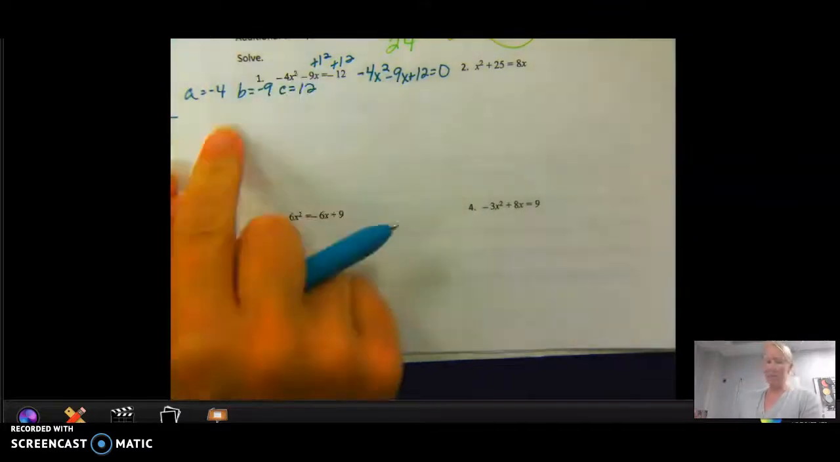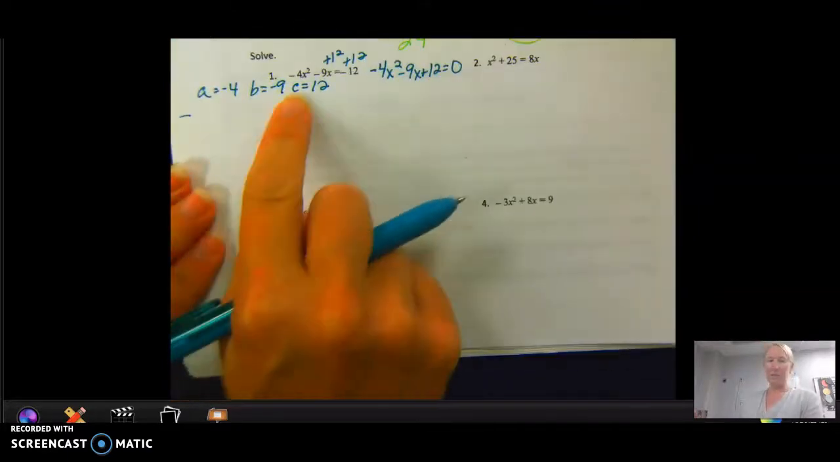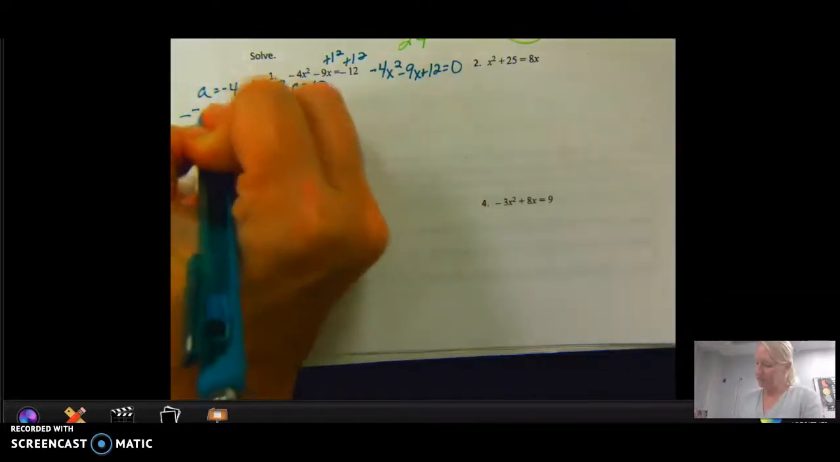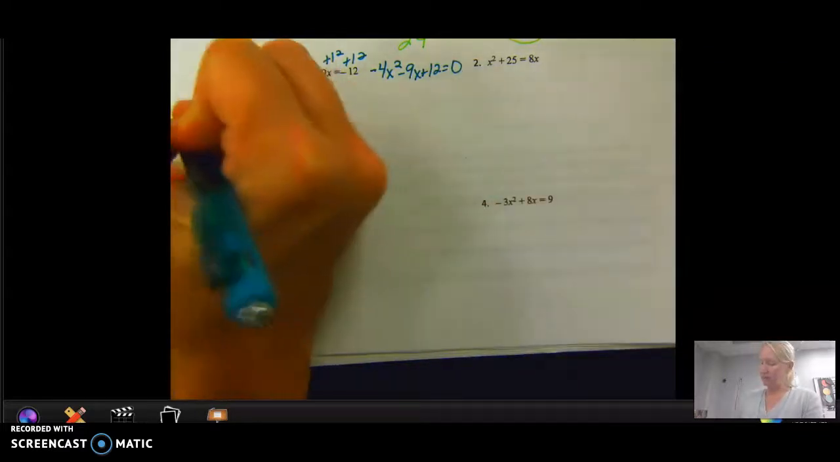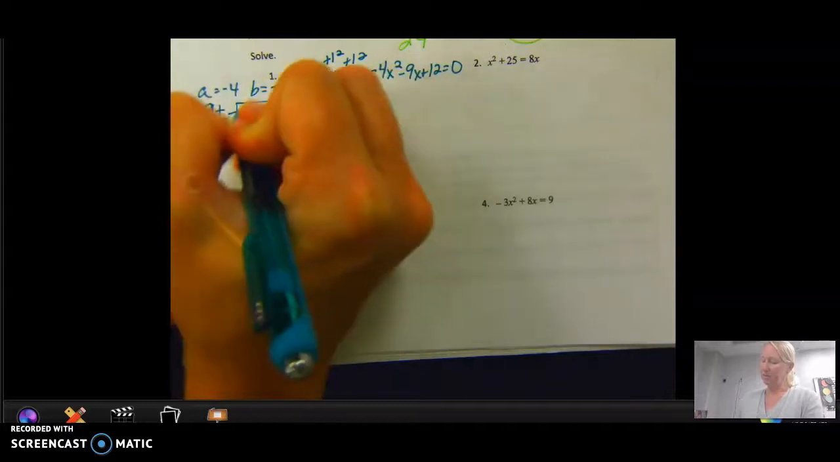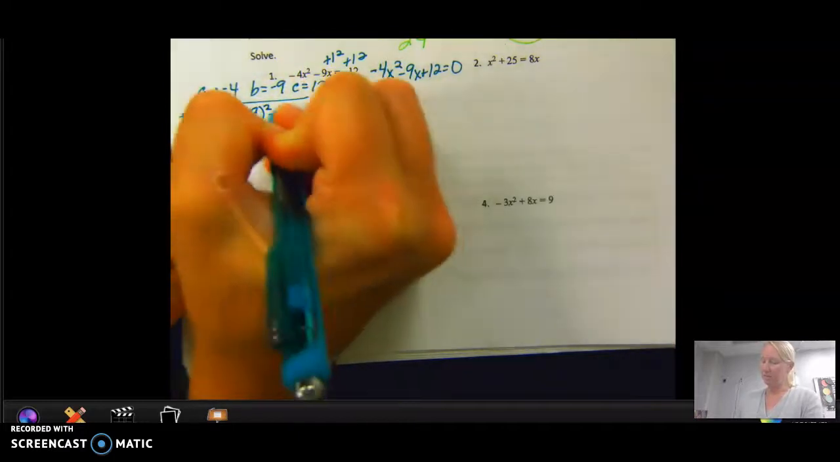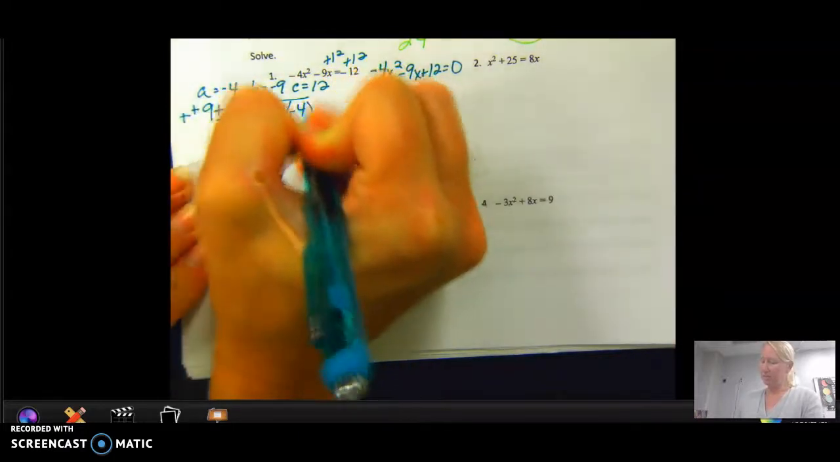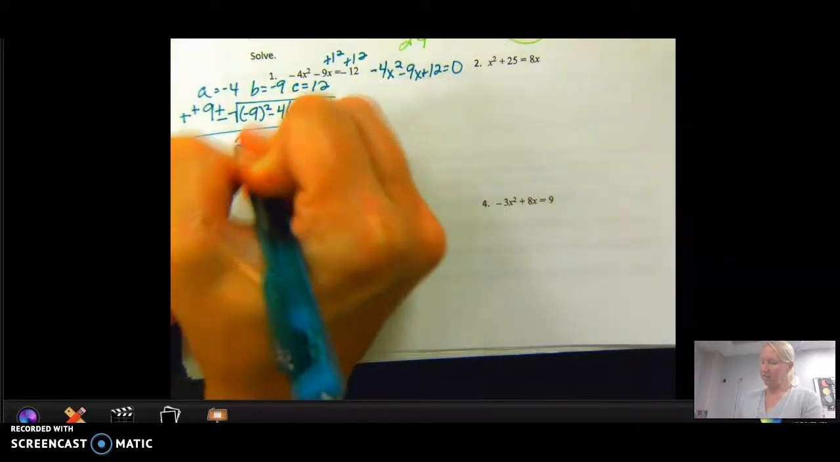This one's a little trickier. I'm going to do negative 9. Well, 2 negatives make a positive. Okay? Plus or minus big square root, negative 9 squared minus 4 times A times C, all over 2 times A, which is negative 4.